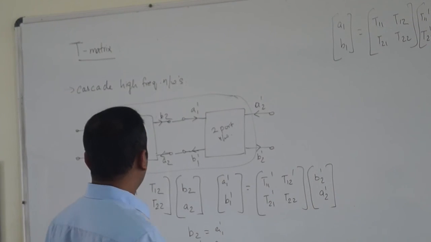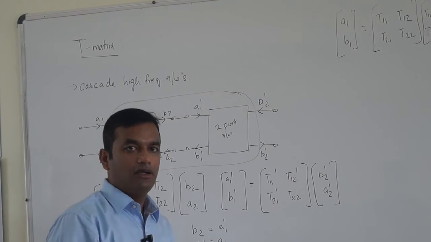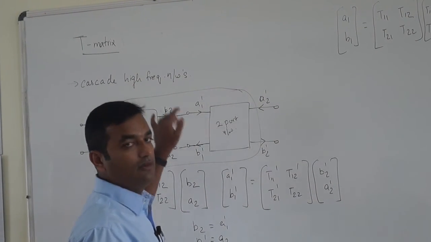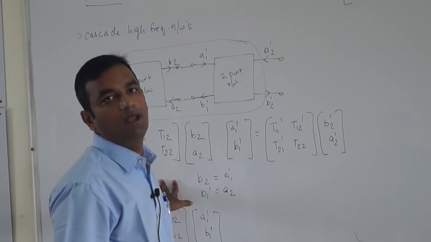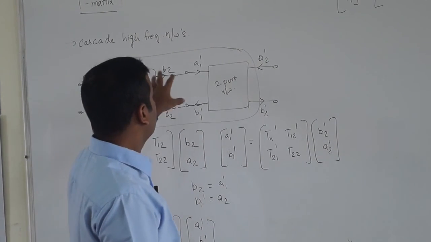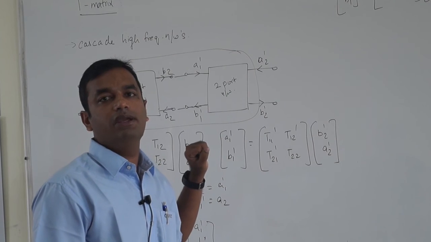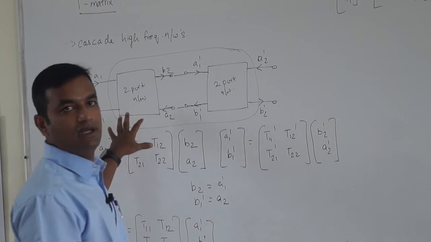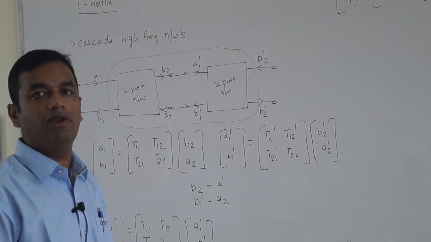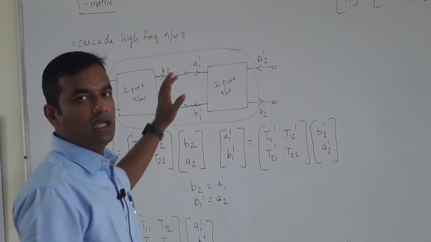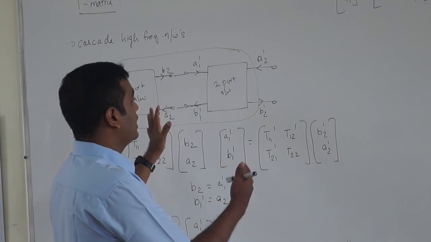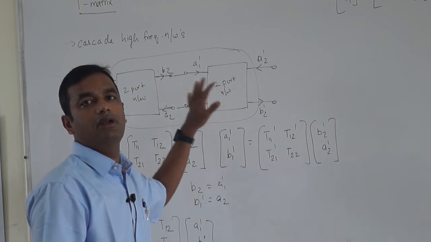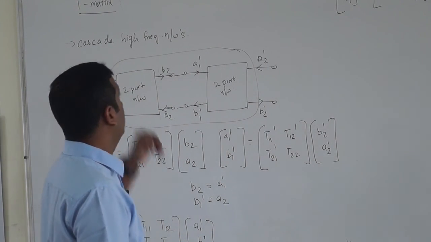So whenever you have two networks to be cascaded, especially high frequency networks, then we will go to the T matrix. It's just similar to our ABCD matrix. In low frequency circuits, whenever we need to cascade two networks, we will choose the ABCD matrix. Similarly, when we go for high frequency networks, whenever we want to cascade two networks, we will go for the T matrix.